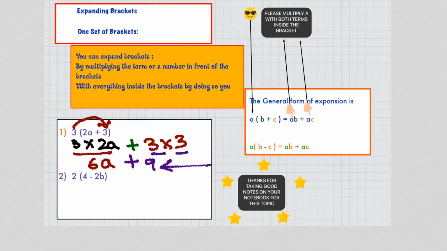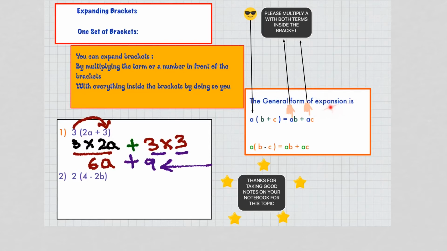So again, in order to expand the brackets, you multiply the term or number in front of the brackets with everything inside the brackets. So first we multiply 3 with 2a; 3 times 2a is 6a, and then we multiply 3 with the second term, 3 times 3 is 9.